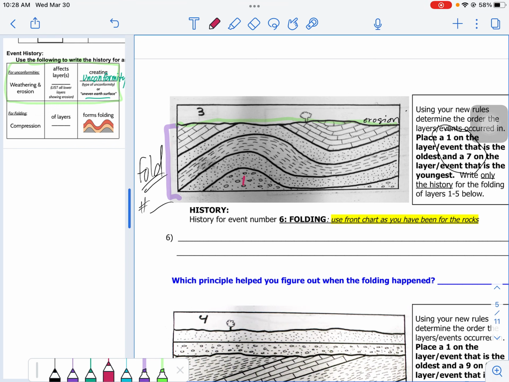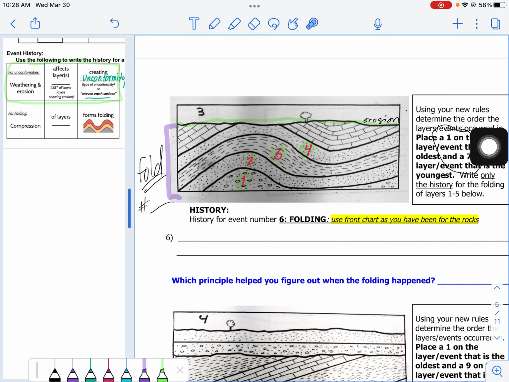Starting again, youngest on the bottom. I can see this one goes underneath everything. So there's 1, 2, 3, 4, 6 and 7? And then I get to that weird one with the bricks.